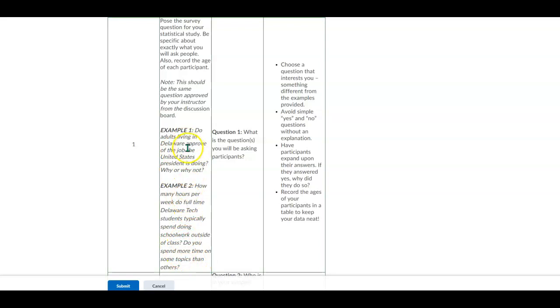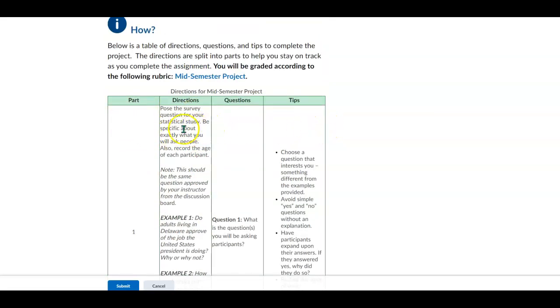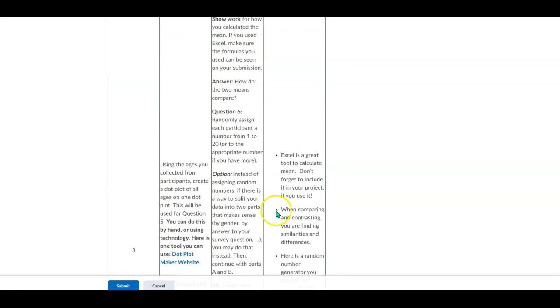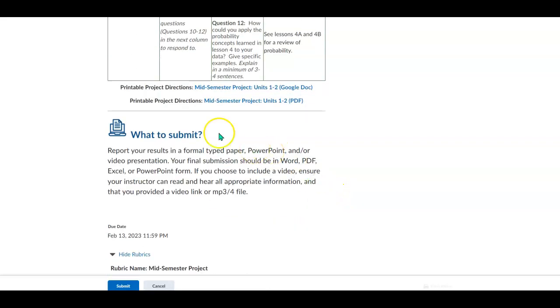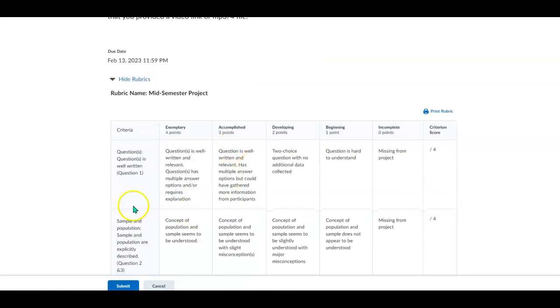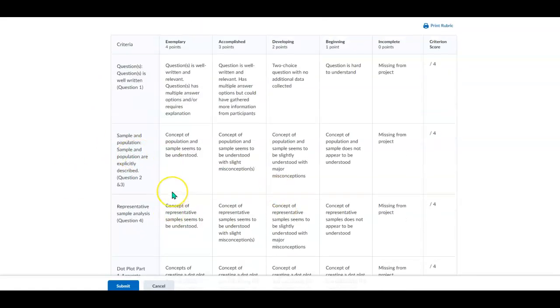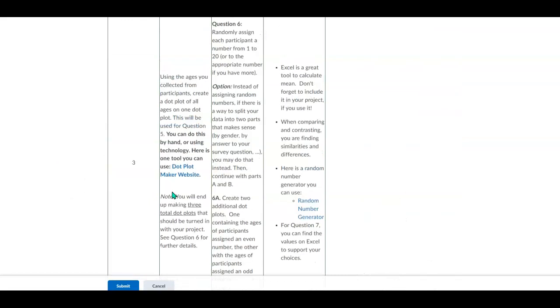So again, this is what you guys are doing in your first discussion board, and it's actually going to help you get started on this project. So take a look through the table, see what exactly you're being graded on. It's broken into parts, directions, questions, and tips. There's a lot of great resources just throughout these tables, like the data collection tool, Dot Plot Maker website, and if you scroll down to the bottom, there are printable directions as well if that's easier to look at. Make sure you guys look through the rubric so you know exactly how you are going to be scored.